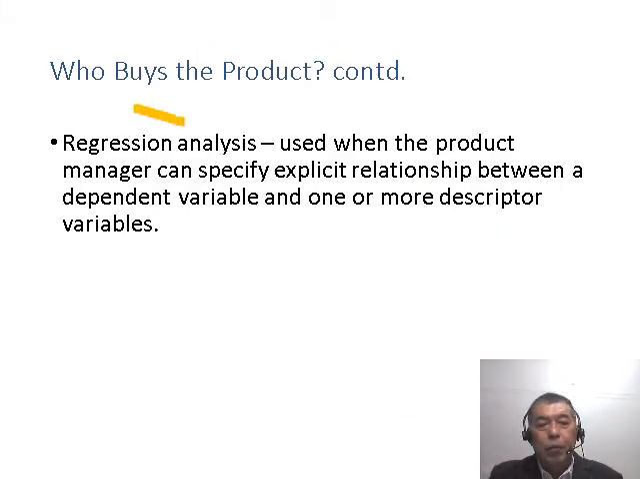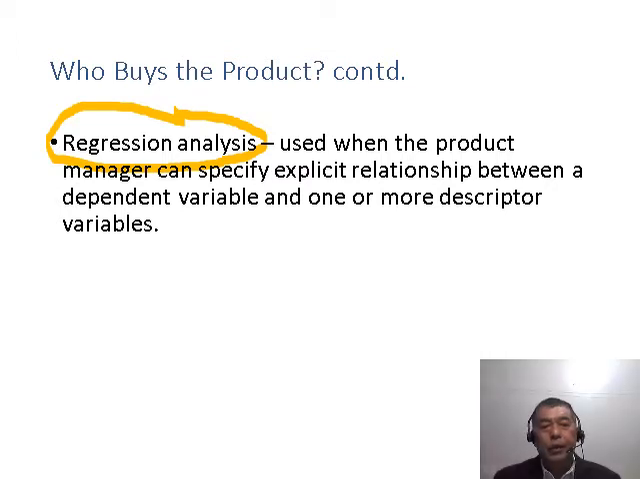And now we have here a regression analysis. This is predictor, influencer, statistical data. You want to know whether, in regression analysis, you have two types: the multiple regression and the linear regression. This kind of analysis is used when the product manager can specify an explicit relationship between a dependent variable and one or more predictor or descriptor variables.